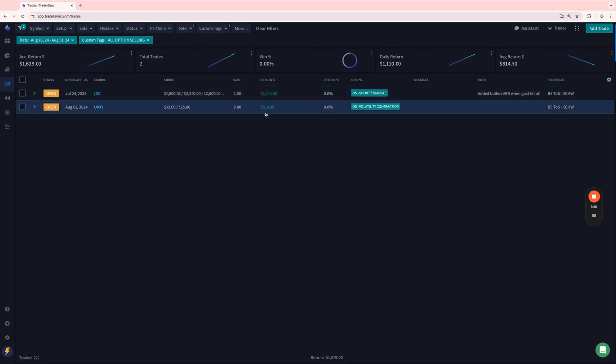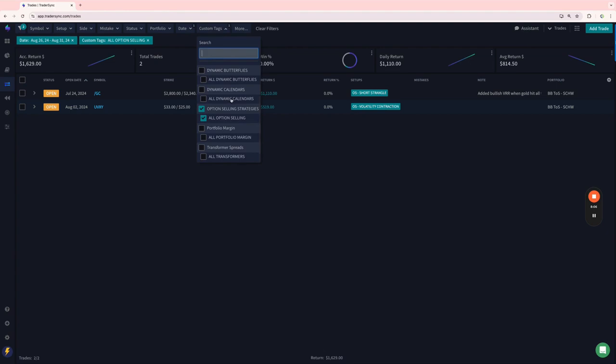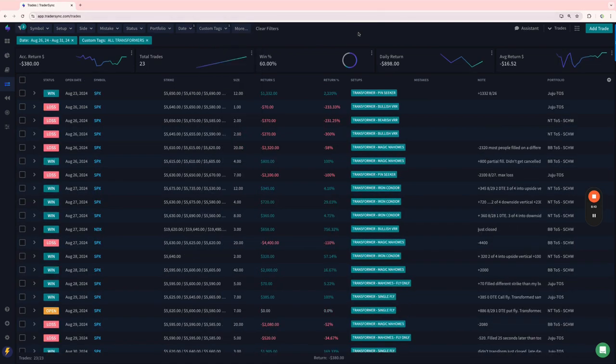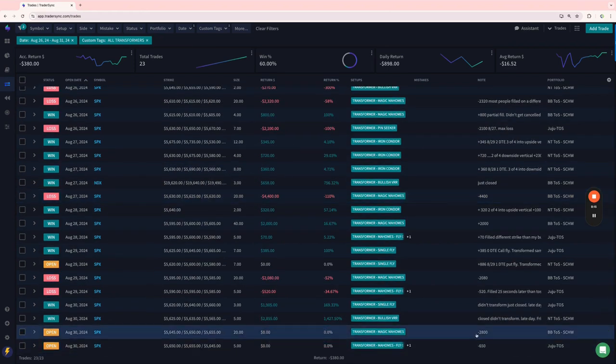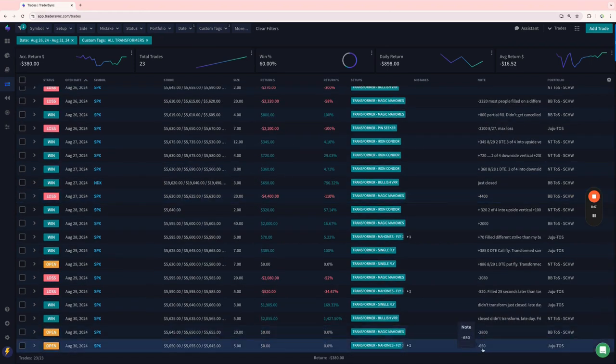And then this one, I closed 3 of 9 contracts. So I've booked some profits there, but that one's still open as well. And then lastly, no portfolio margin, but my transformers, a little bit red for the week. In fact, that does not count a minus 2,800 and a minus 650 on Mahomes.